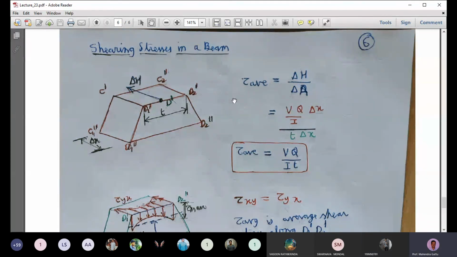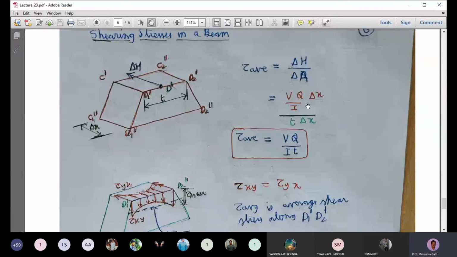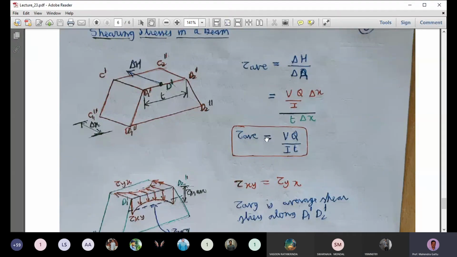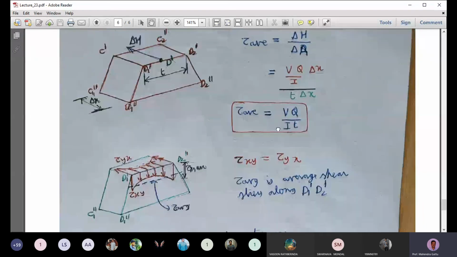The average shear stress will be delta H by the area. Delta H we already calculated, it is VQ by I delta X, or V dx Q by I. So V dx is actually delta M, Q by I. That is what we have, delta H. And what is the area? This area is delta X times the width. Width is t, so it will be t delta X. Delta X and delta X will cancel out, and we get the average shear stress on that cross-sectional area as VQ by It. So this is the average shear stress acting on this area.